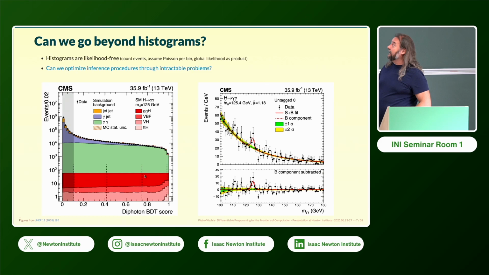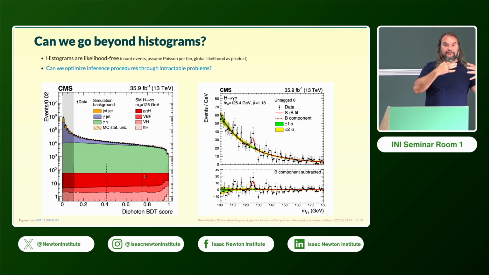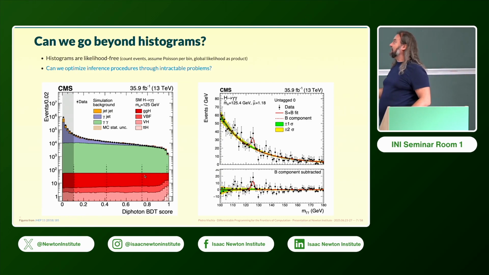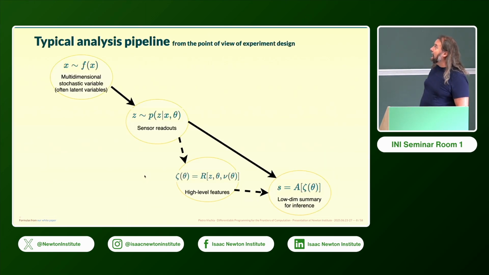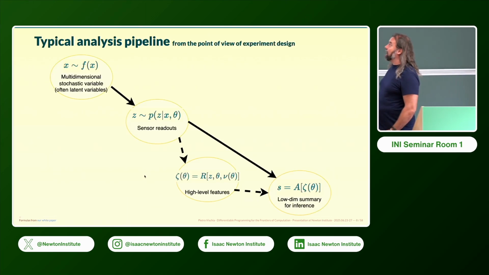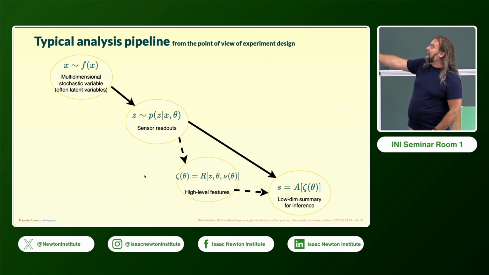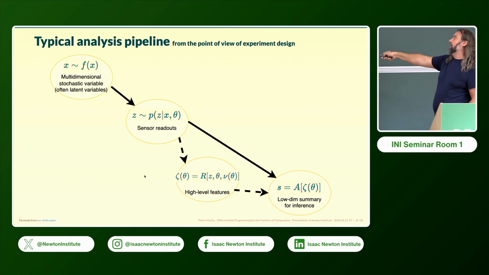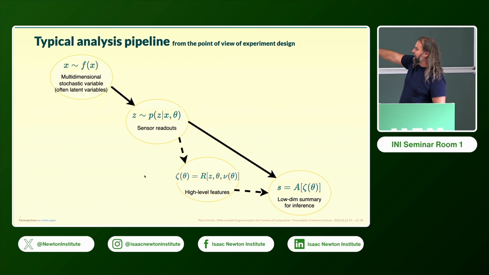What we do is we use histograms that are likelihood-free. We assume that the actual final likelihood is a product of Poisson likelihoods bin by bin with all these nuisance parameters, and we fit that. How does experiment design enter this? This is the typical pipeline. We have the physics that gives us the data, the sensor readouts, and the sensor readouts will depend on the physics and on the design parameters of the detector. Then we go through some higher level features that summarize this data, and in the end we have a low dimensional summary statistic that we use for inference.